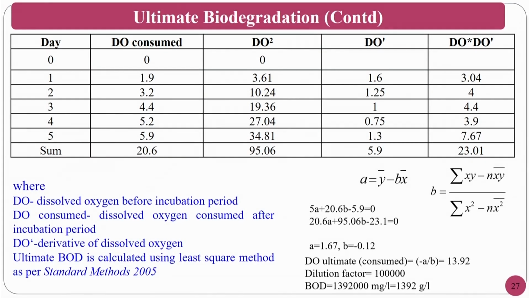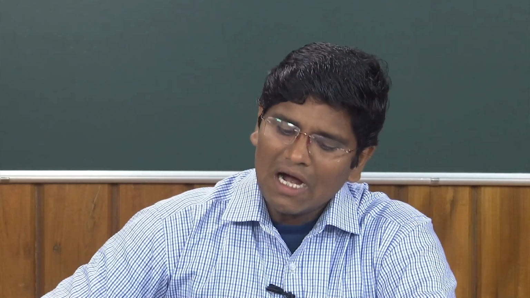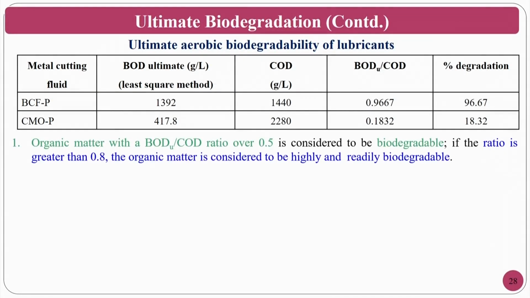Okay. So, as I said, the ultimate biodegradability, dissolved oxygen consumed, dissolved oxygen square and the derivative, all these things will give you the ultimate biodegradation. So, primary degradation you have done, from there you can calculate using the least square method and you can come up with ultimate biodegradation. Okay. So, if you see in this particular thing, BCF pure, that is pure biological cutting fluid, degrades by 97% approximately, and the mineral oil is approximately 18%.